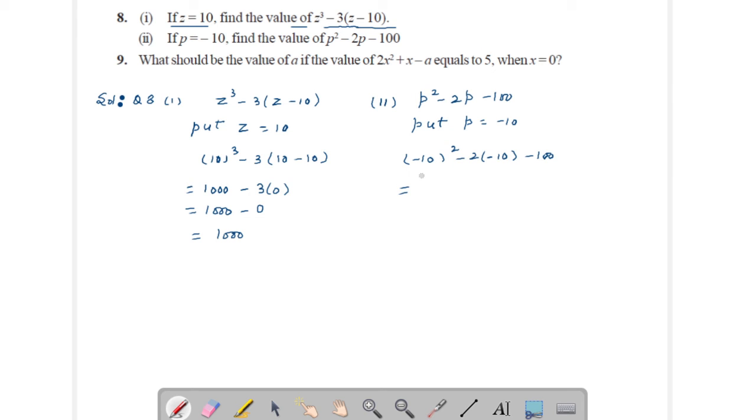Solve this. Minus 10 raised power 2 means minus 10 into minus 10. It is 100, minus 2 into minus 10. It is minus 20. The minus minus plus. It is plus 20, minus 100. Here 100 and minus 100 will be cancelled. What we left? It is 20. This is your answer.